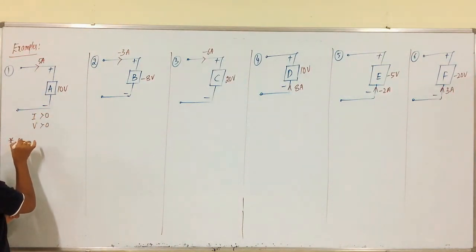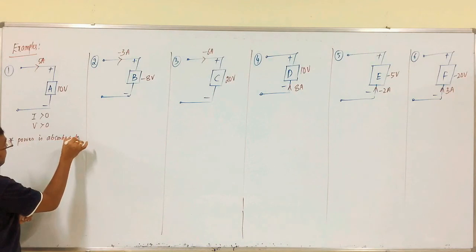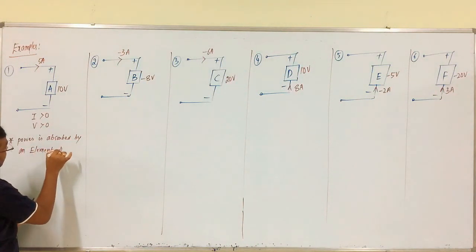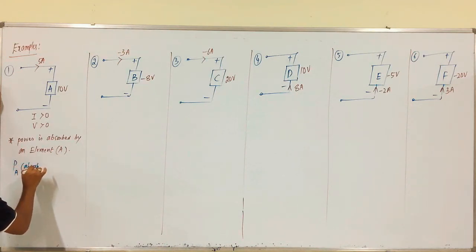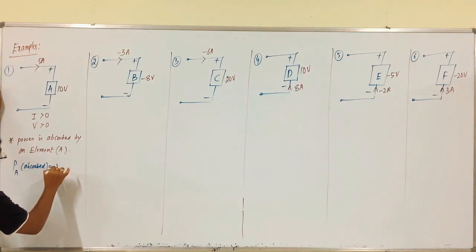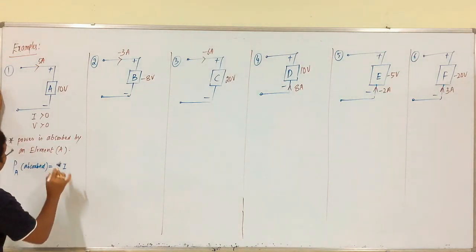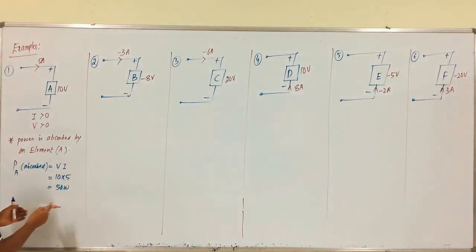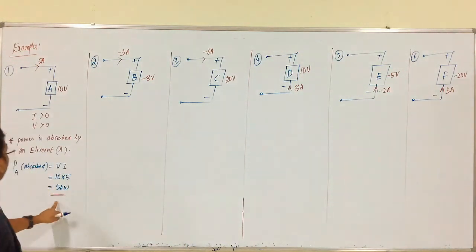What is the observation? Power is absorbed by an element A, right. Therefore, power absorbed by this element equals what? V into I, we all know that, which is equal to what? V is 10, I is 5, which is equal to 50 watts. So, the power absorbed by the element A is nothing but 50 watts.